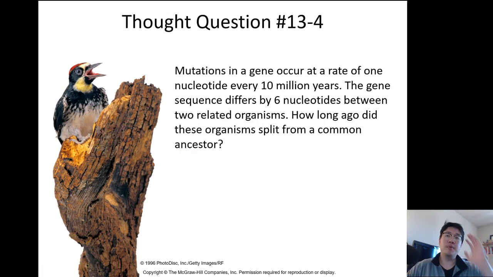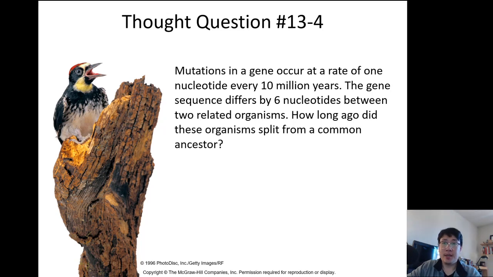Okay? So a mutation in a gene occurs at a rate of 1 nucleotide every 10 million years. The gene sequence differs by 6 nucleotides, only 6, between 2 related organisms. How long ago did these organisms split from a common ancestor? Take your time. Come back to me when you're ready.